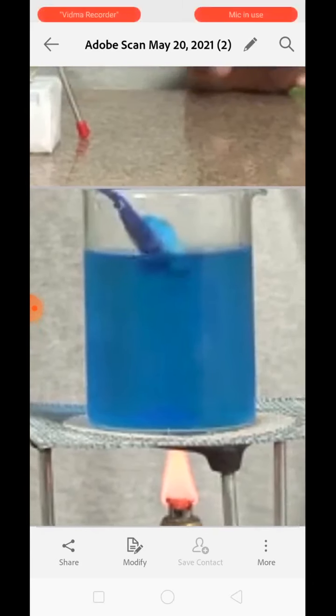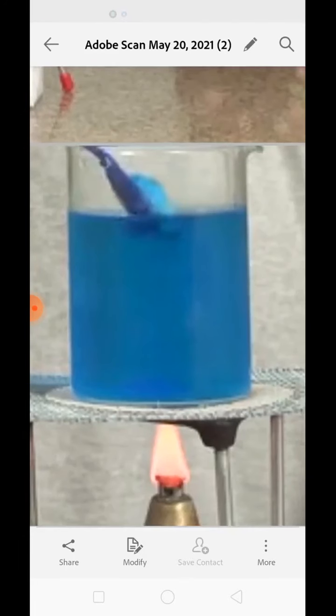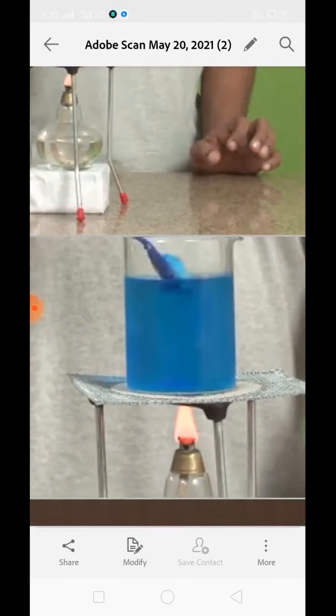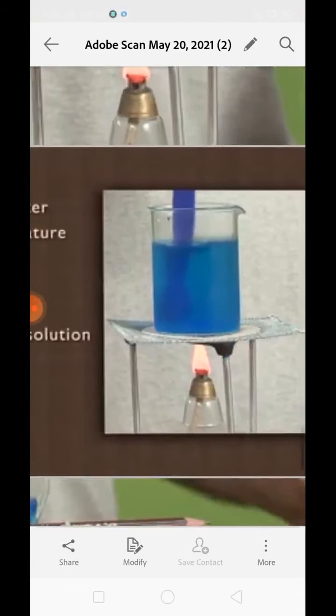Once there is a condition in which no more copper sulfate dissolves even when heated, then what will we do? We will stop. Okay, stop adding more copper sulfate. Now next, what will happen?